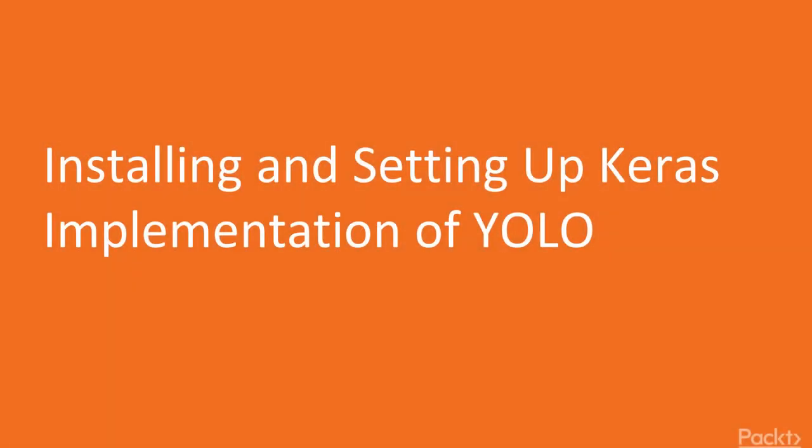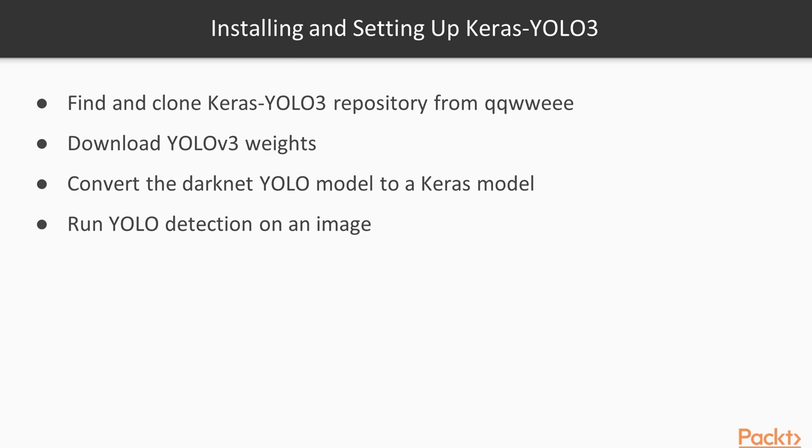Hello and welcome. In the next video, we will be installing and setting up the Keras implementation of YOLO. We will get started with just finding the right repository on GitHub, and the exact name of the repository is Keras-YOLO3, because we are using YOLO version 3, and this is the most up-to-date version.